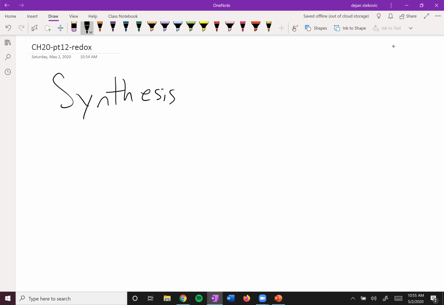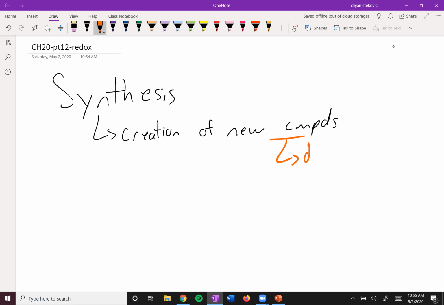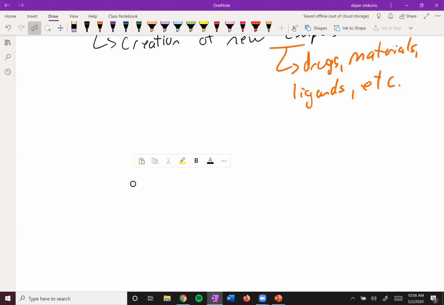All right, so we said earlier that one of the big goals of organic chemistry is synthesis, and synthesis is the creation of new compounds. And so these compounds can be either new drugs, new materials, new ligands. Think about inorganic chemistry and other stuff as well. So it's all about being able to control and make new compounds that have new properties so we can make new things, right? That's what humans are all about, making things do what we want them to do.